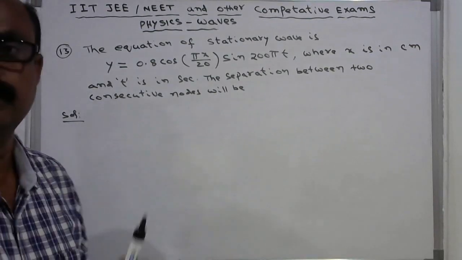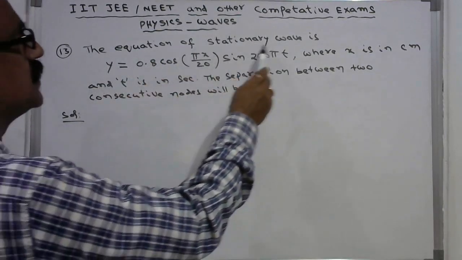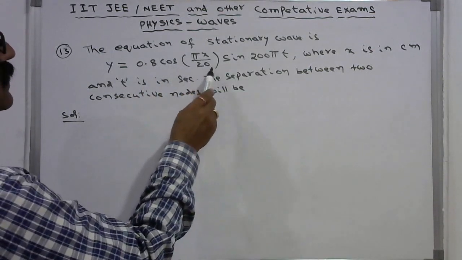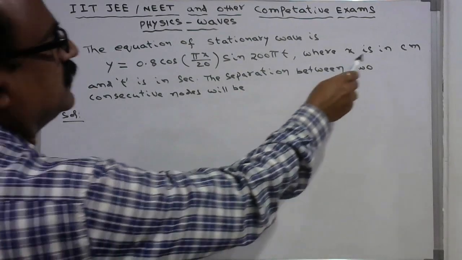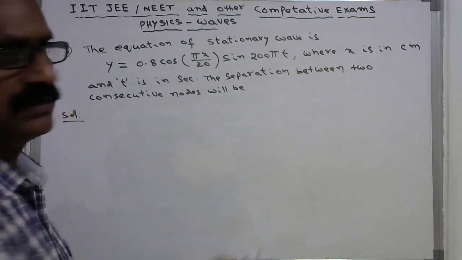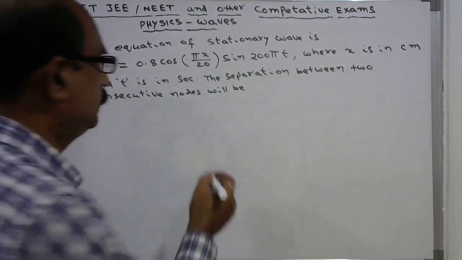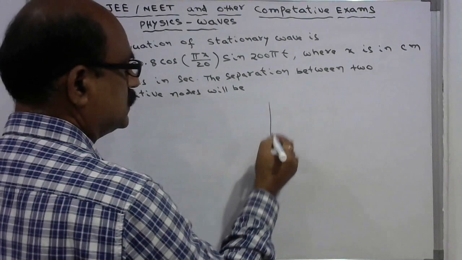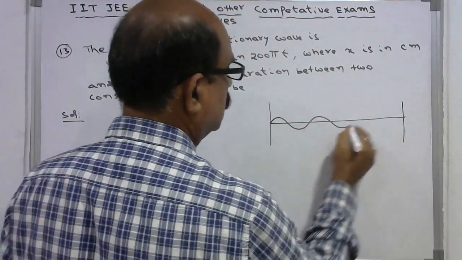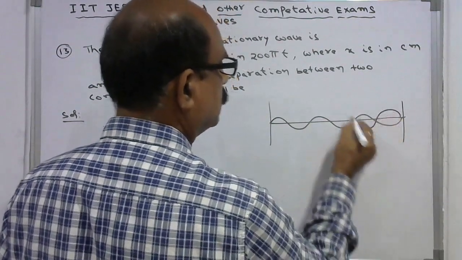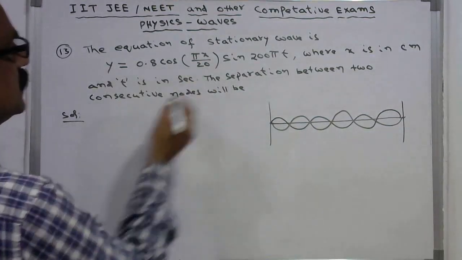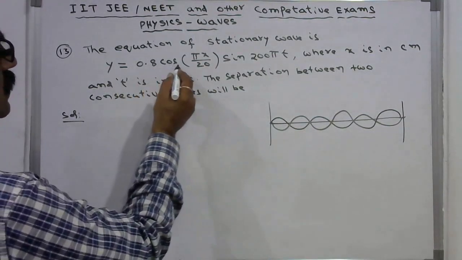So in this problem, the equation of stationary wave is y is equal to 0.a cos pi x by 20 sine 200 pi t, where x is in centimeters and t is in seconds. The separation between two consecutive nodes will be. So for this we have to consider a stationary wave. After reflection it forms a stationary wave like this. And the wave equation is given y is equal to 0.a cos pi x by 20.